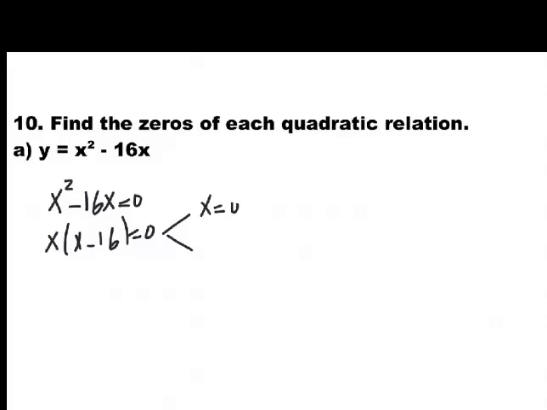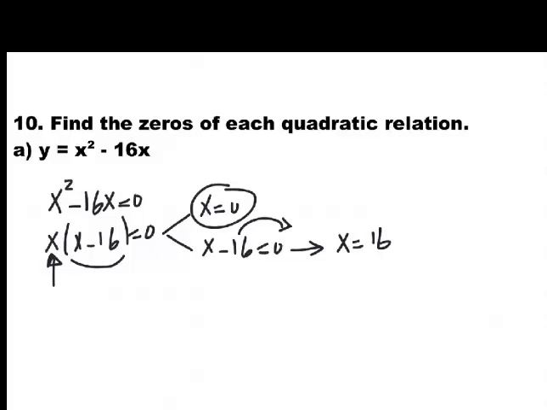Either x is equal to 0, or x minus 16 is equal to 0. If x minus 16 is 0, then it means that x is equal to 16. I can move this one to the right. So the answer is x equal to 0 or x equal to 16.